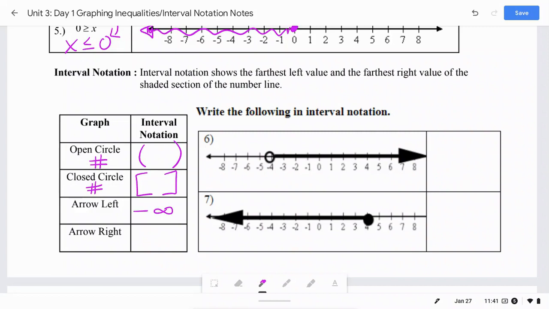And if there's an arrow pointing to the right, forever to the right is towards +infinity. So if we look at these two graphs, we can determine their interval notation just by looking at them.